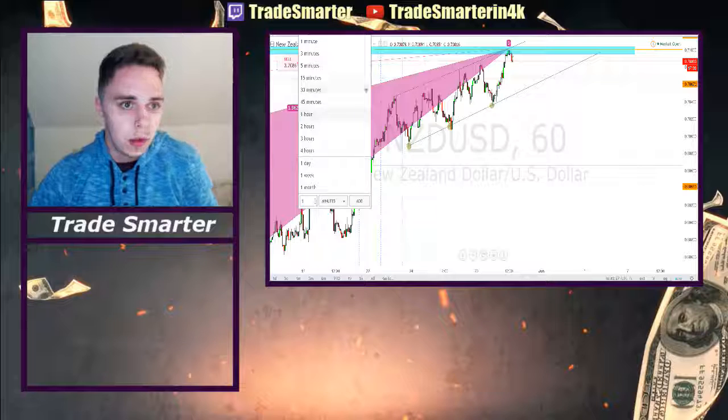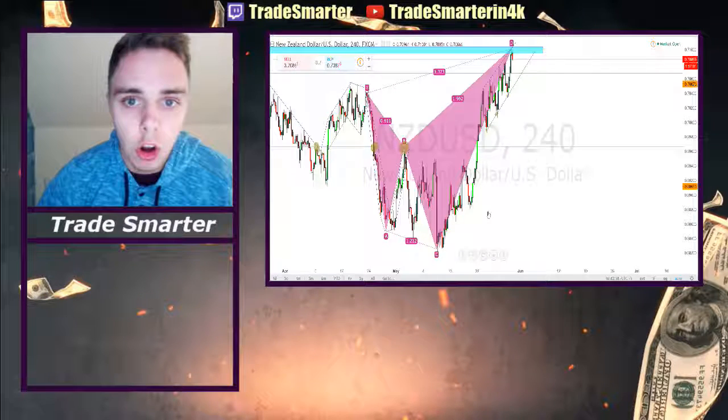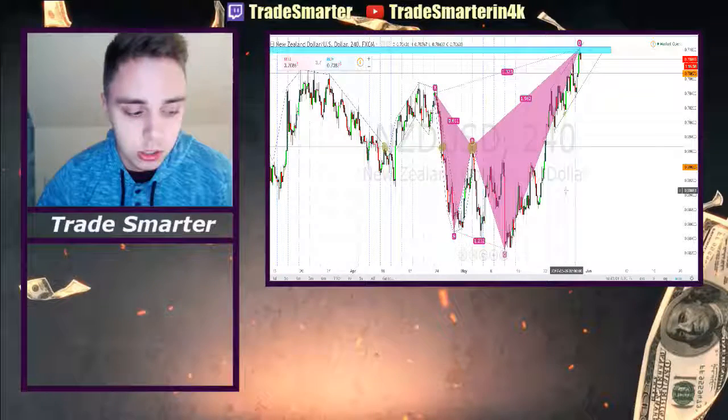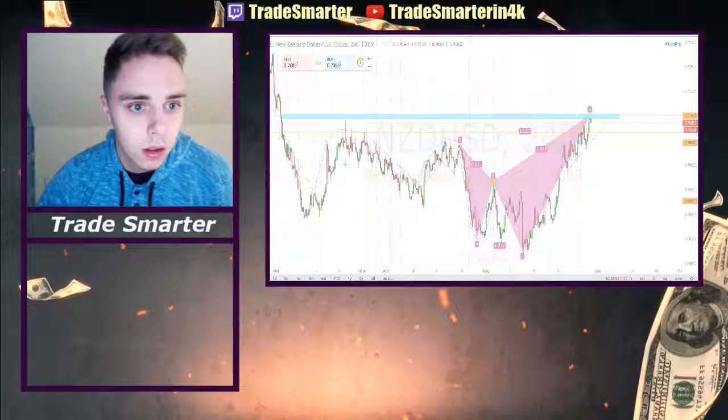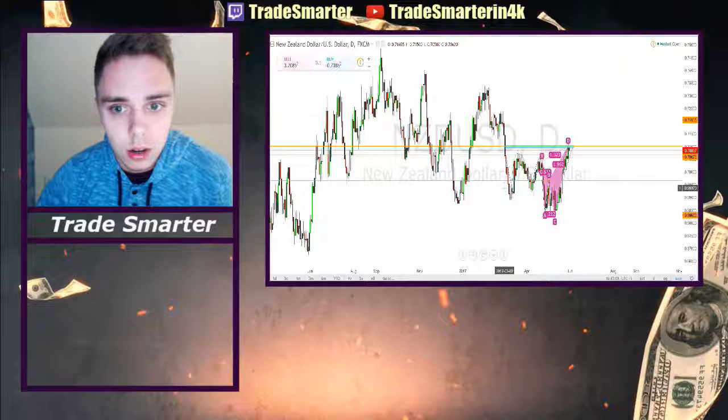And let's zoom out a little bit more just to get an even better scope of what's going on. A better picture here. That one doesn't really help that much. Here's the daily chart.